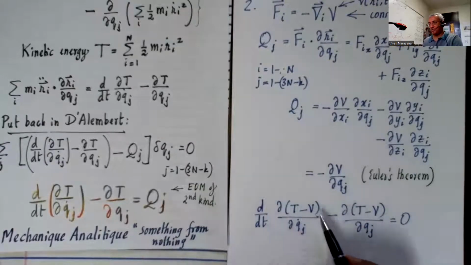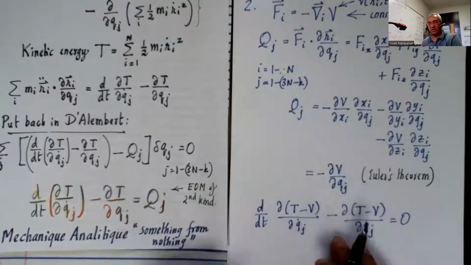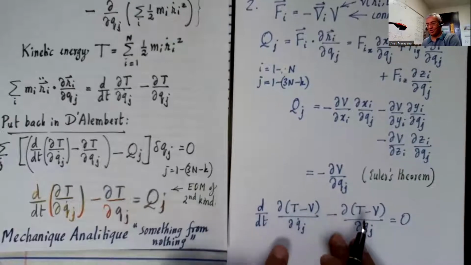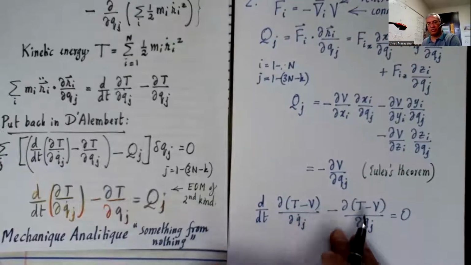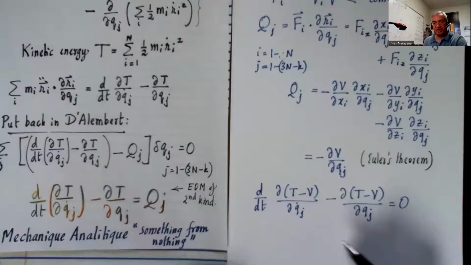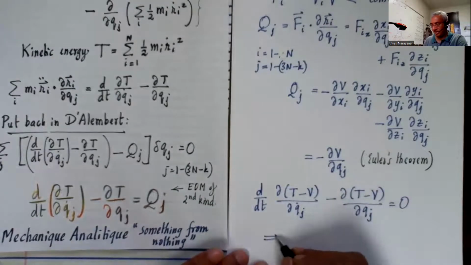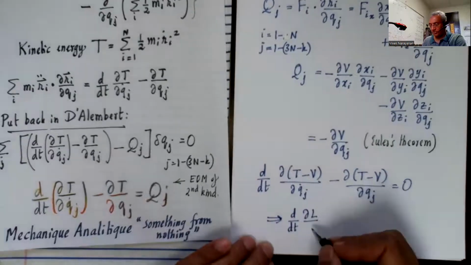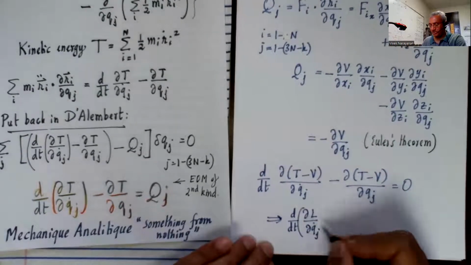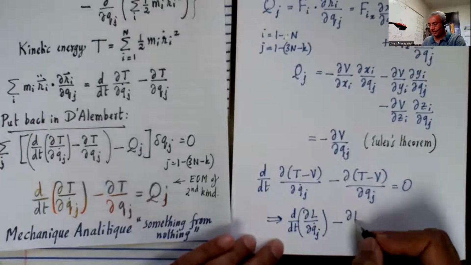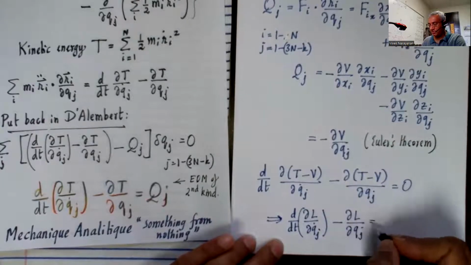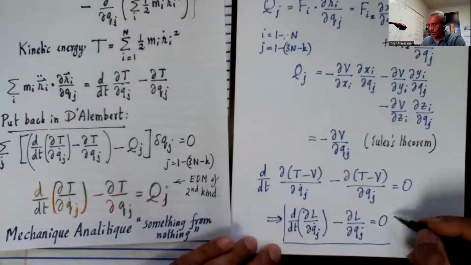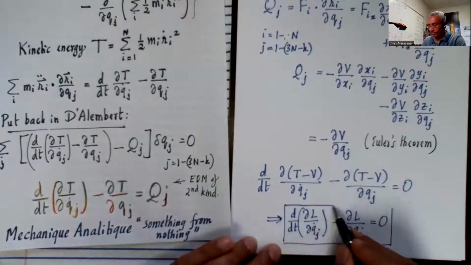Here, no harm done, because V does not depend on velocities. Because V does not depend on velocities, only positions, it will contribute nothing when you put that there. But of course, T minus V is precisely the Lagrangian, so we get d by dt del L over del qj dot minus del L over del qj equal to 0. These are famously referred to as simply the Euler-Lagrange equations.